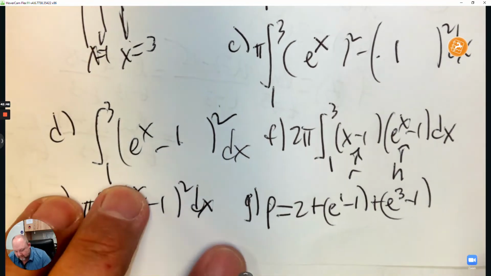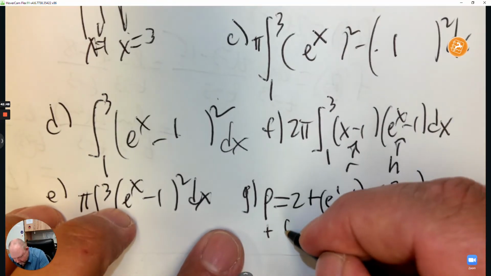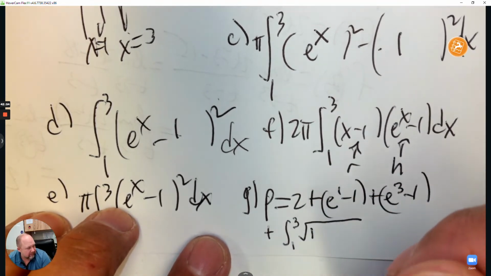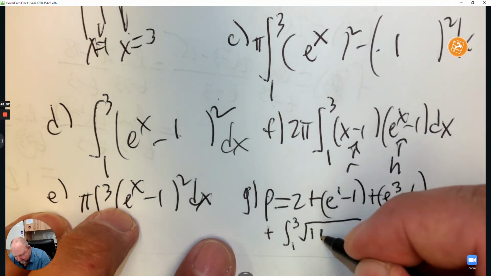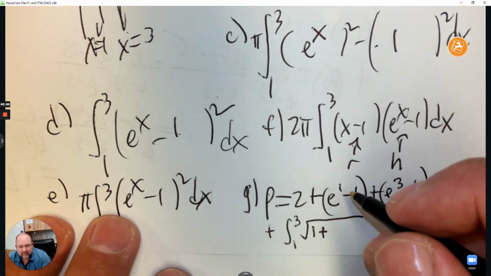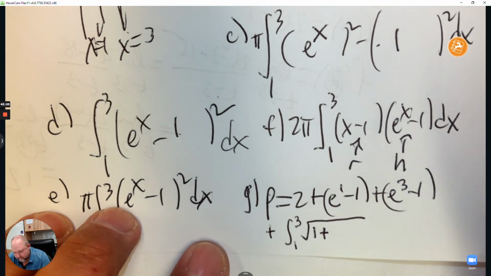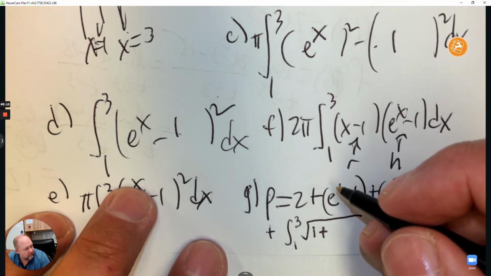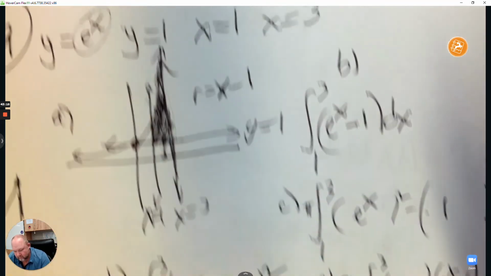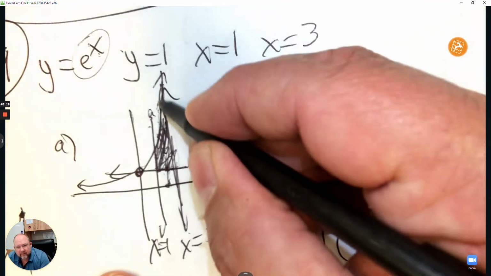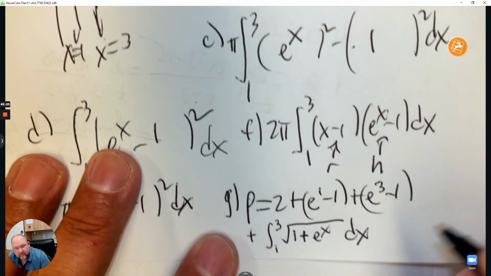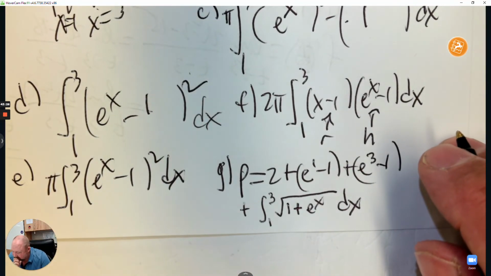And the last one's going to be arc length. How do we find arc length again? So it's an integration question from 1 to 3. It's the square root of 1 plus the derivative of e to the x. So this arc length goes 1 to 3, and there you go. And the derivative of e to the x is e to the x.